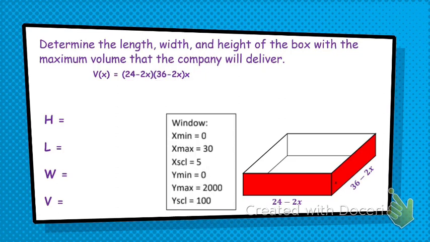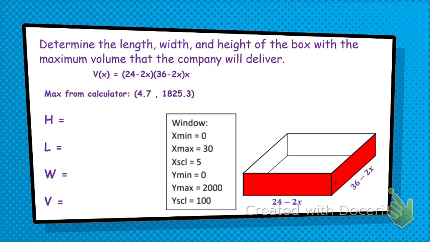So I'm going to go to my calculator, and I'm going to make sure that my window looks like this. So my min is 0, my max is 30, then I have 5, 0, 2,000, and 100. So make yours match mine. And then we're going to find the maximum of that. So remember, we hit second trace maximum, and then we find that maximum value. And when we do, we get something that looks like this from our calculator.